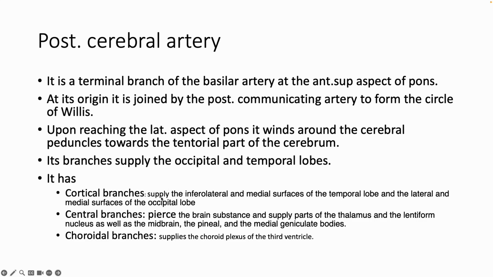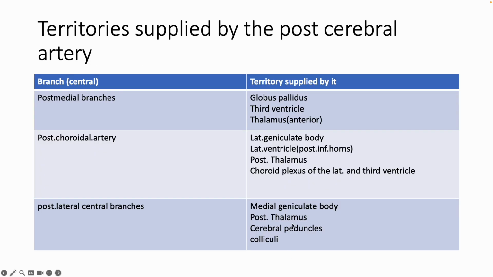Cortical branches من اسمها cortex supplies the inferolateral and medial surfaces of the temporal lobe and the lateral and medial surfaces of the occipital lobe. Central branches, it pierces the brain substance and supply parts of the thalamus and the lentiform nucleus as well as the midbrain, the pineal and the medial geniculate bodies. Choroidal plexus supplies the choroid plexus of the third ventricle.